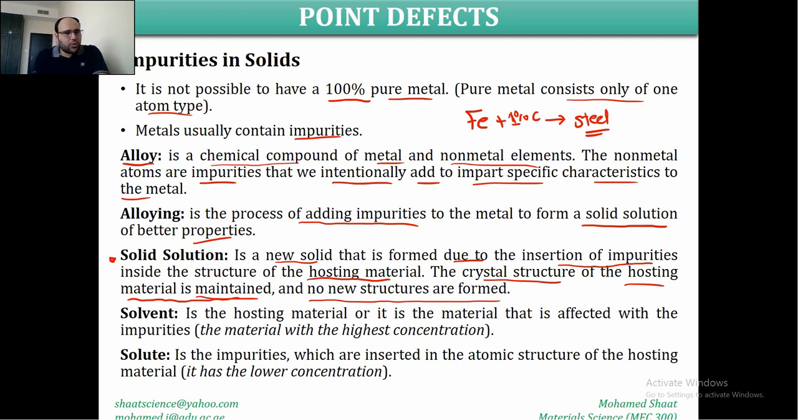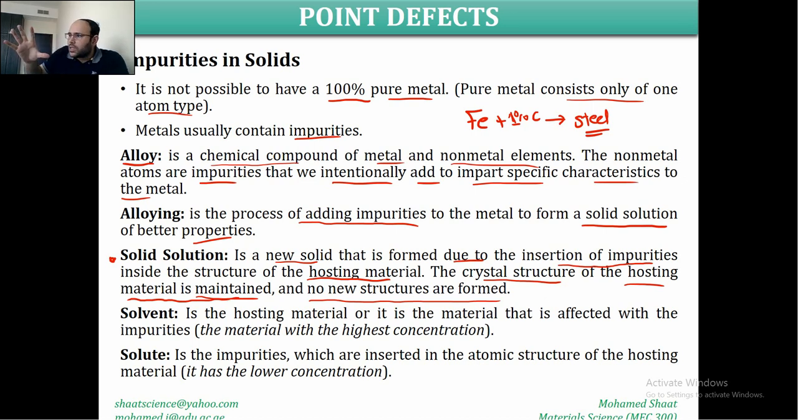These impurities will be inserted somehow, and we are going to explain how we add them. Anyway, they are inserted and distributed among the atoms of the hosting material, the original metal material. This results in a new material, but there is no change in the crystal structure. For example, what is the crystal structure of aluminum? As we discussed in chapter 3, it is FCC. This FCC crystal structure of pure aluminum will not change when we add any impurity. If it does not change, we end up with a solid solution.